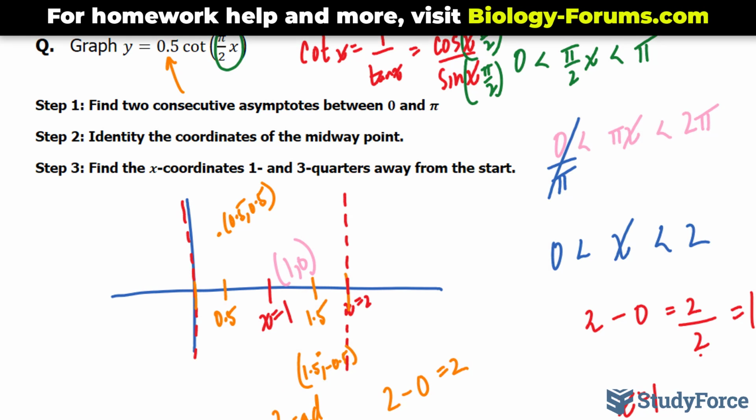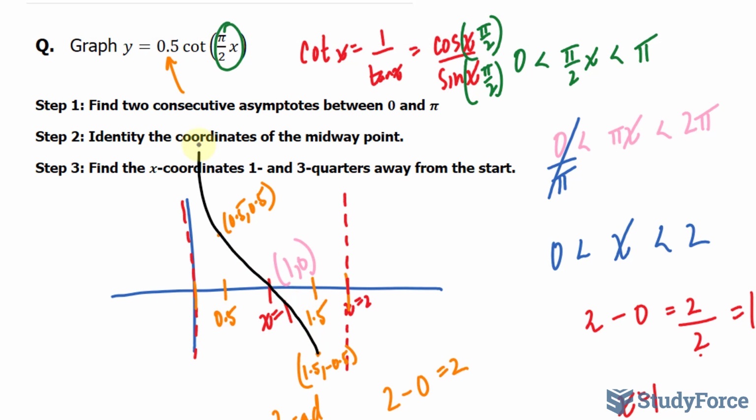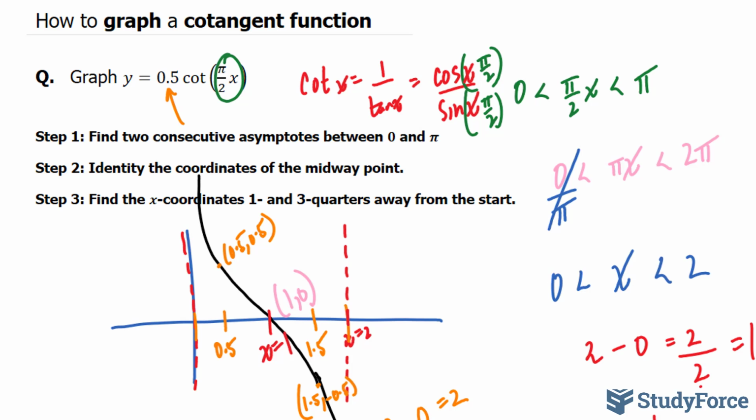This means our wave should look like this. And there you have it. That is how to graph a cotangent function.